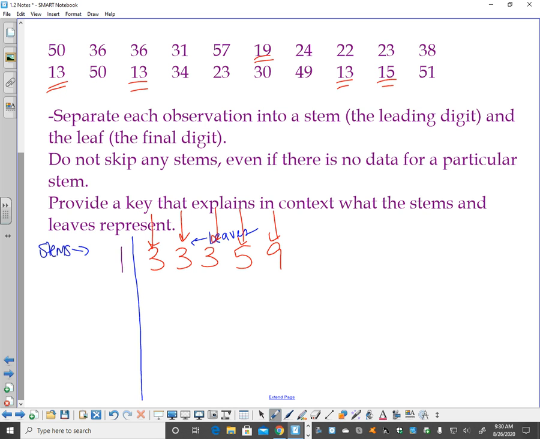Okay. So my next stem is a 2. Let's go in here and find all my 2s. Okay, so I see a 22, 2 23s, and a 24. So I'm going to have a 2, a 3, a 3, and a 4. Okay. Now I'm going to go in here and find all my 3s. Lots of them.